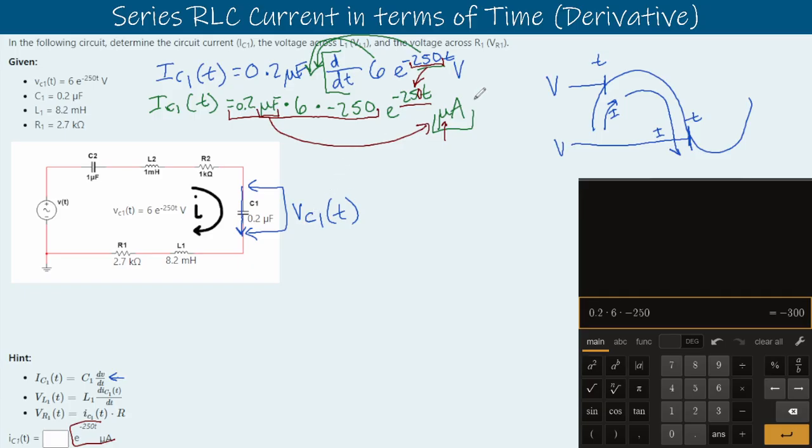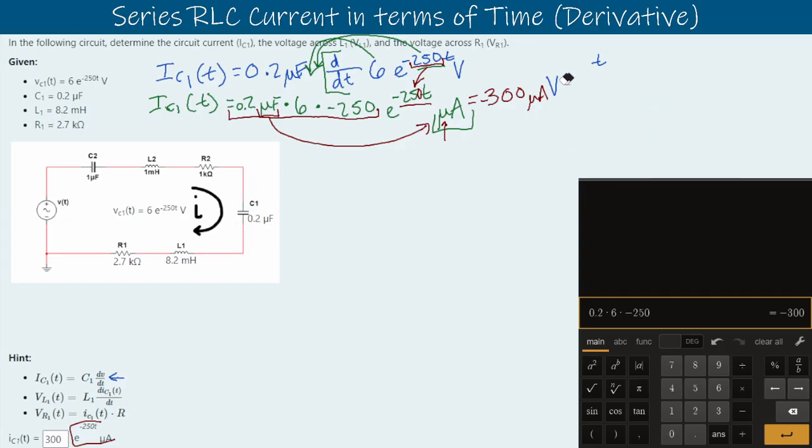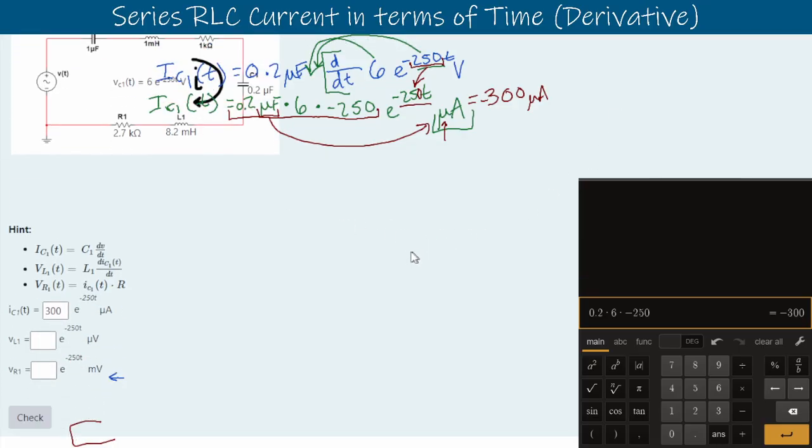So we know that our IT, or the current through the C1 capacitor, is 300 microamps. We can type that into our bottom thing here, 300. We'll scroll down a little bit, so let me erase some of these and we can scroll down to see the other ones that they want us to solve for, because we're going to use this value in the rest of them.